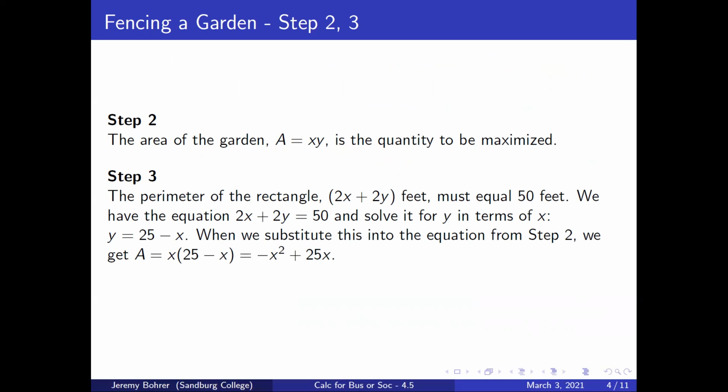Step 3. The perimeter of the rectangle, 2x plus 2y feet, must equal 50 feet. We have the equation 2x plus 2y equals 50 and solve it for y in terms of x. y equals 25 minus x. When we substitute this into the equation from step 2, we get A equals x times (25 minus x), which is equal to negative x squared plus 25x.